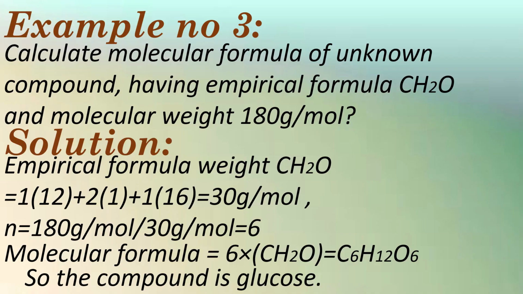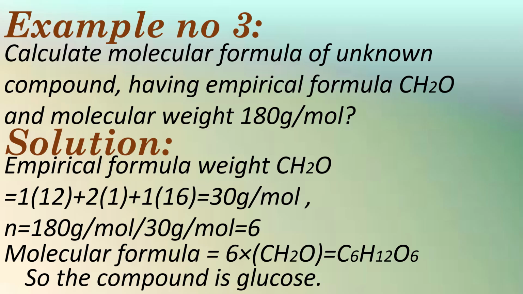Example number 3. Calculate the molecular formula of an unknown compound having empirical formula CH2O and molecular weight 180 gram per mole. In this example, we have to find the molecular formula, which is the actual formula of the unknown compound, and the simplest formula, also called the empirical formula, is given: CH2O. The molecular weight of the unknown compound is given as 180 gram per mole. We have to detect the compound by its molecular formula.